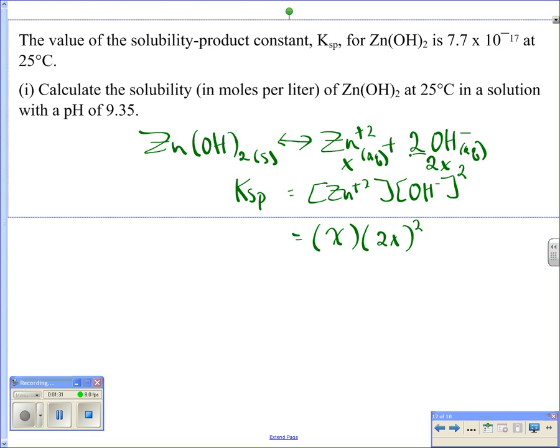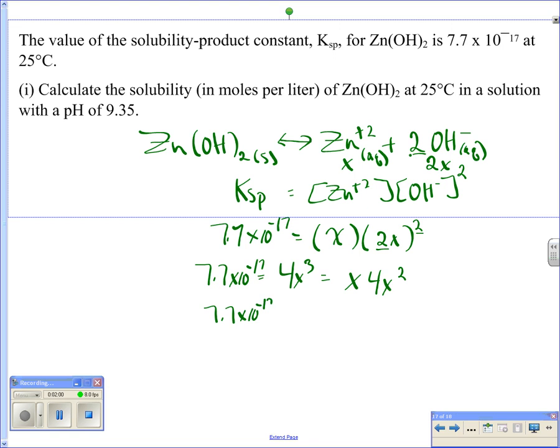times 2X, raised to its coefficient squared. And then I look up there and I see that the KSP is 7.7 times 10 to the negative 17. So then my goal is to solve for X. If I go ahead and expand this, I get 2 squared is 4, times X squared times X. And if I combine terms, that's 4X cubed, and that equals 7.7 times 10 to the negative 17. The way I solve for this is I take my KSP, divide by 4, and then cube root it, or raise it to the 1/3 power, and that's going to give me the value for X.